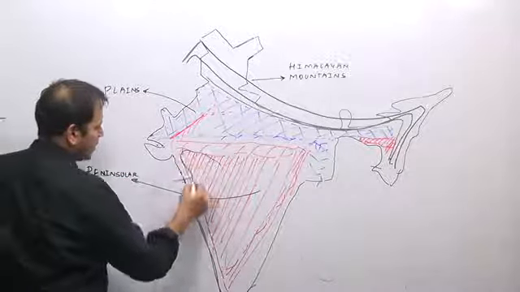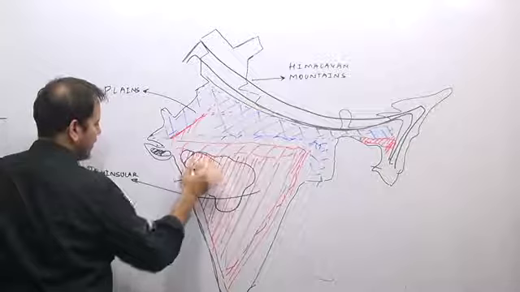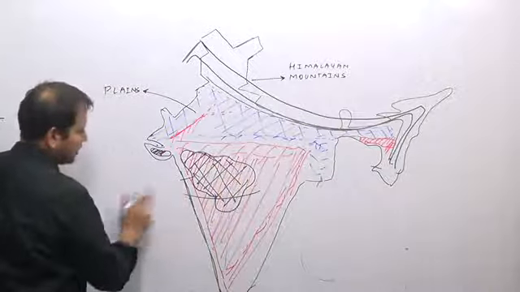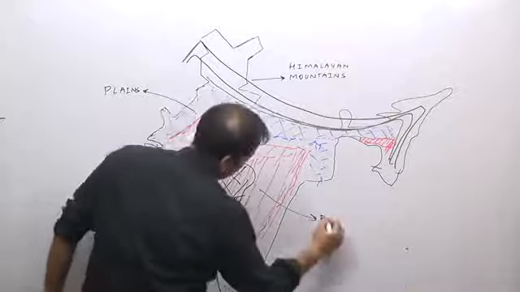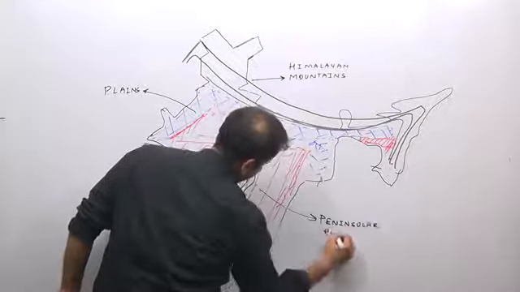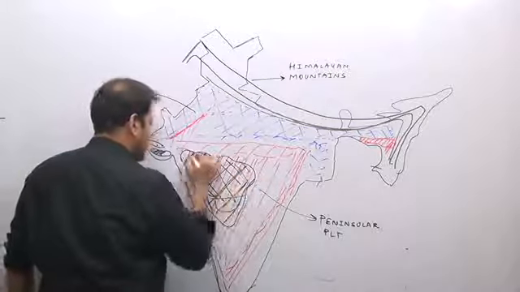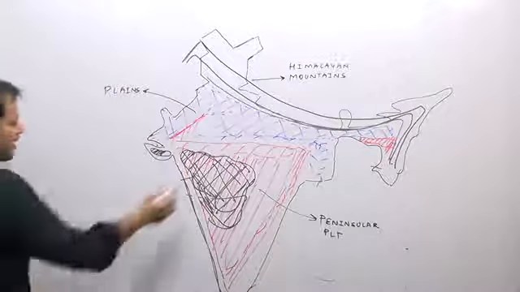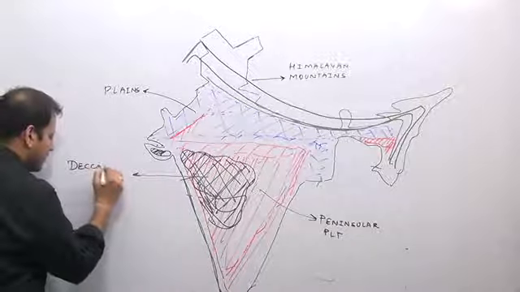And some part of this Peninsular Plateau has been covered by lava. So we call this the Deccan Plateau region, or the Deccan Lava Plateau. I should not be writing Peninsular Plateau here. I am writing it here. And this is the Deccan Lava Plateau region, mostly in the state of Maharashtra, but also in Gujarat and to some extent Madhya Pradesh and Karnataka. This is the Deccan Lava Plateau region.